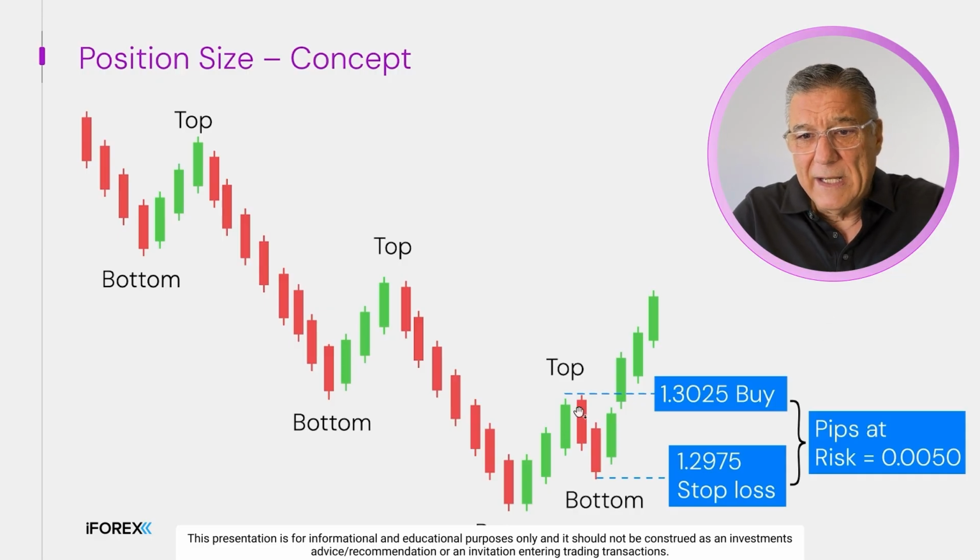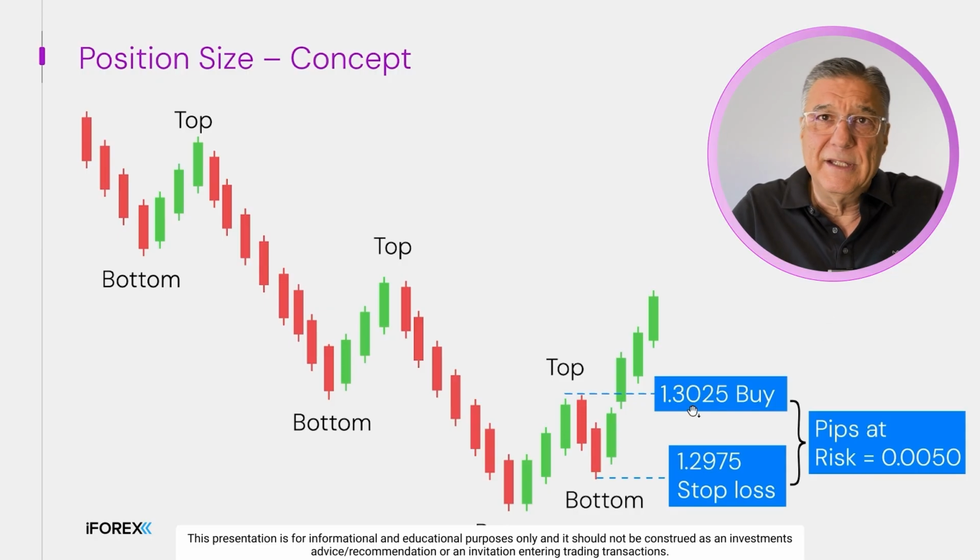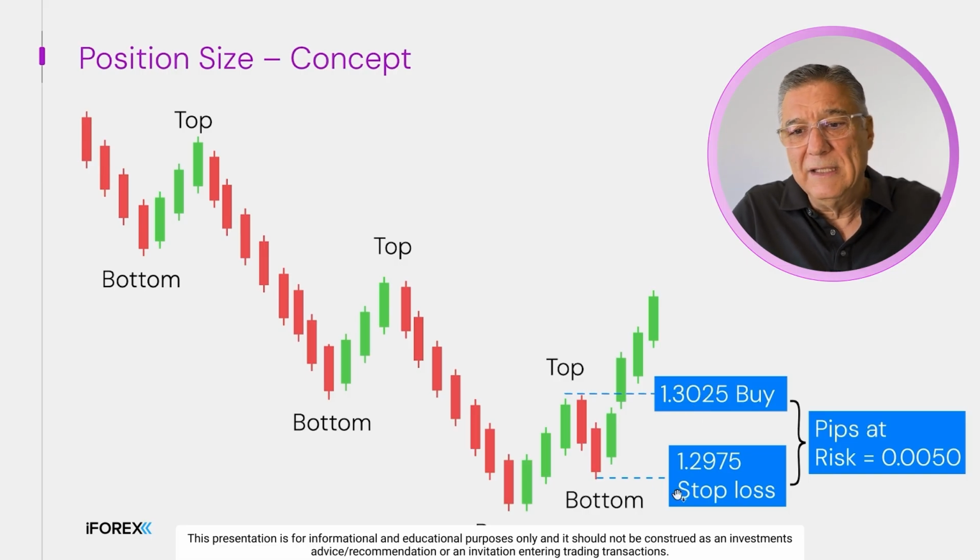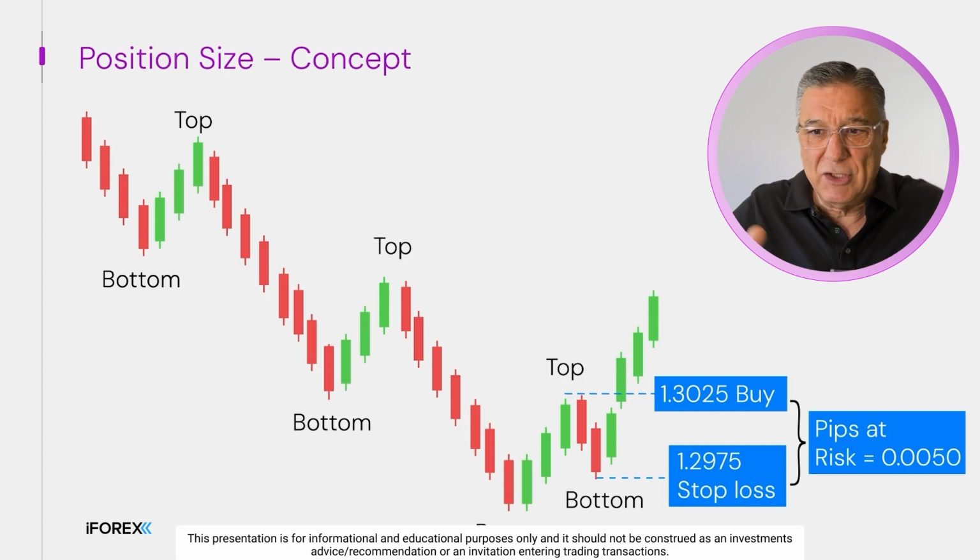Say that our entry is at 1.3025 and the stop loss is at 1.2975. If we do the subtraction, then we have a risk of 50 pips or 0.0050. This is 50 pips, right? So this is our risk.